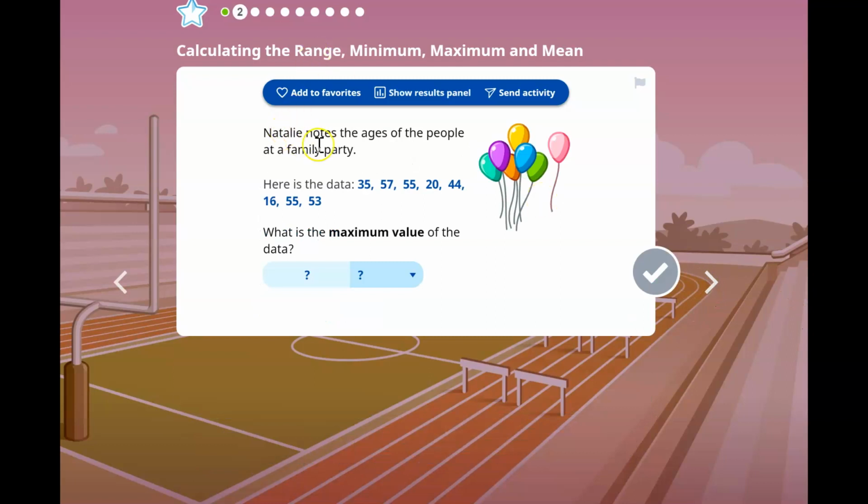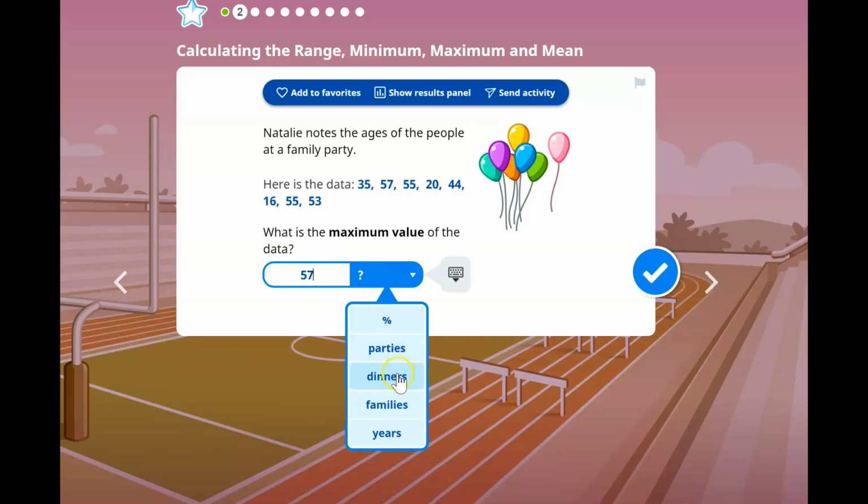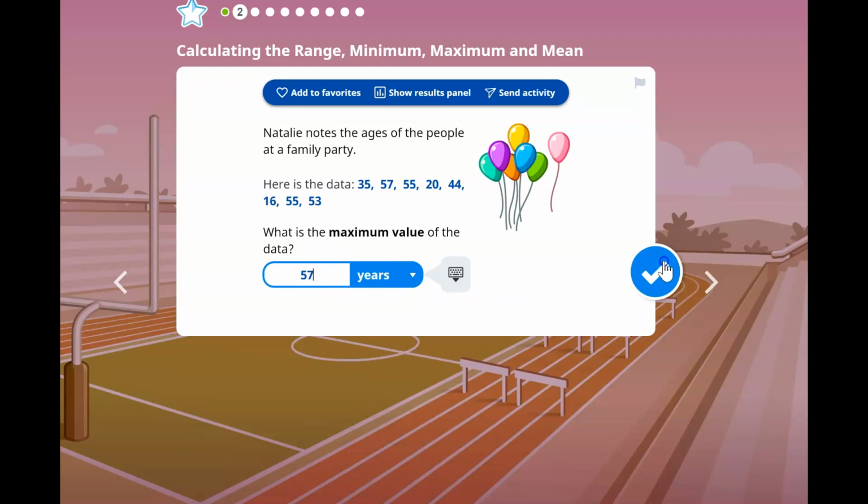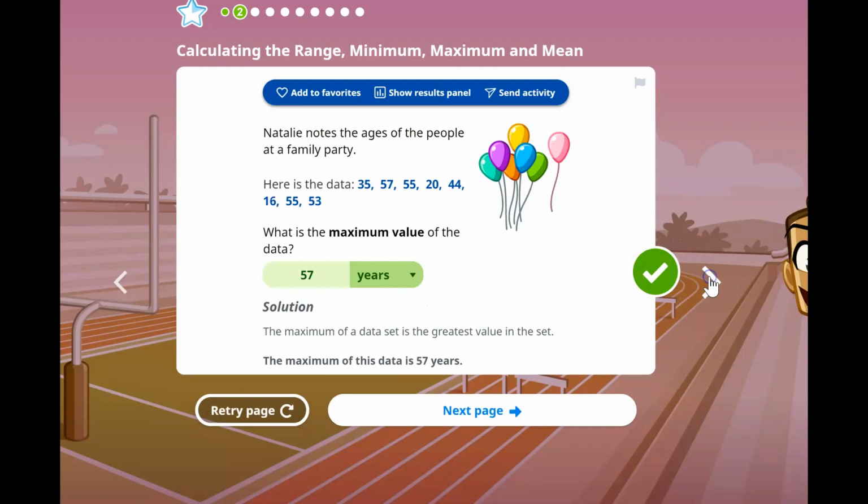It says Natalie notes the ages of the people at a family party. Here's the data: 35, 57, 55, 20, 44, 16, 55, 53. It says what is the maximum value of the data, not the minimum, the maximum. So you're looking for the biggest number here. Again, you have to scan, and 57 is the biggest number there. So that is the maximum number of years, how old somebody is, right?